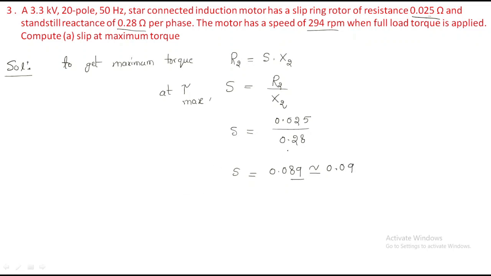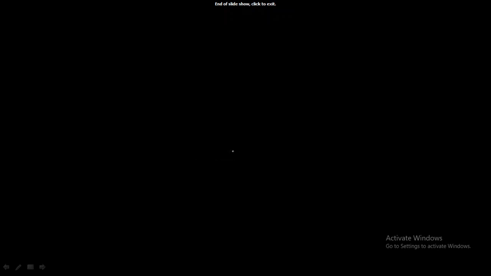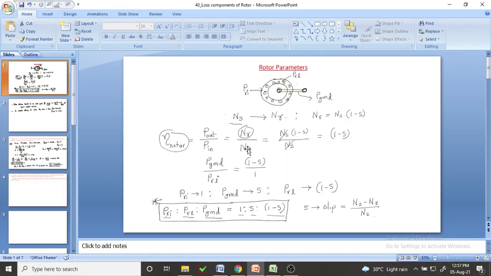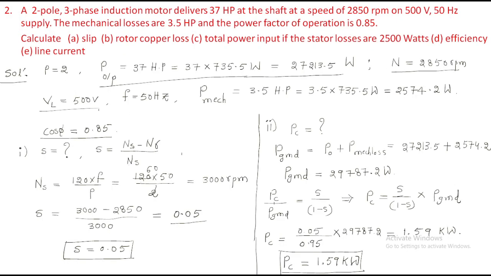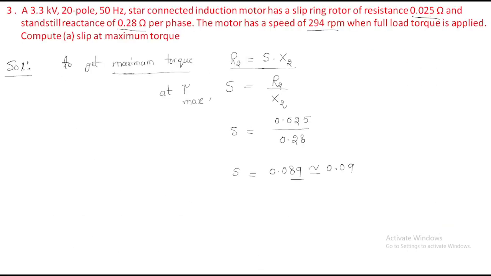Simple problem. In the examination he can ask maximum torque also. The condition for maximum torque is R2 equals S times X2. This is one of the important models. In this class we discussed three things: rotor parameters relation, and three problems regarding these rotor parameters. Okay, thank you.